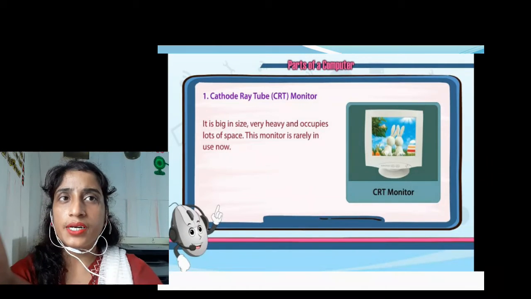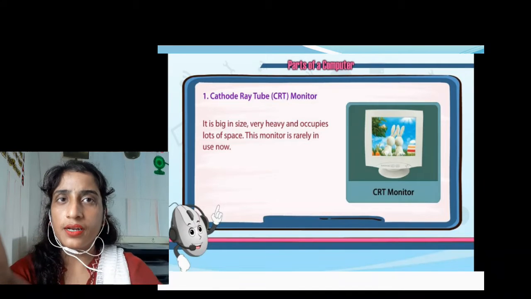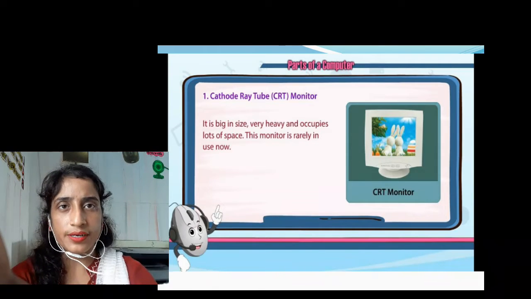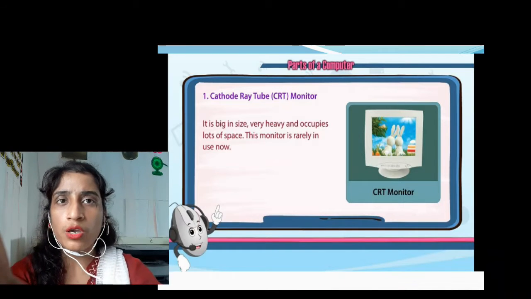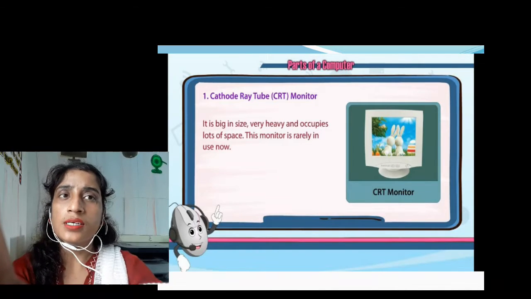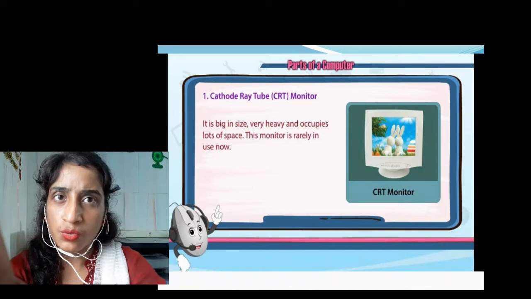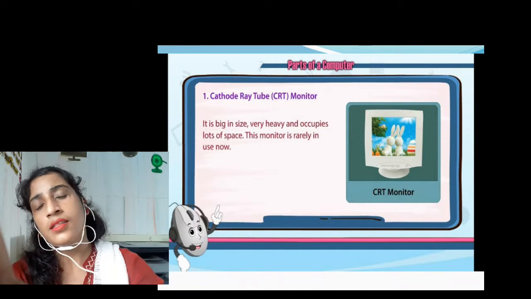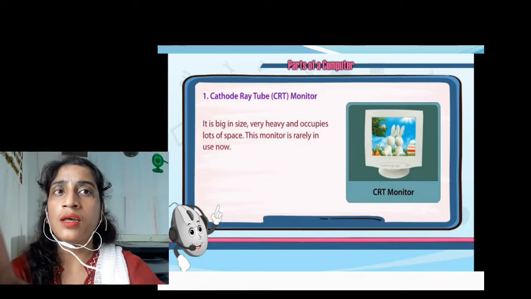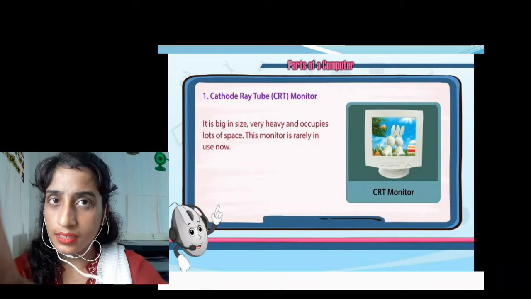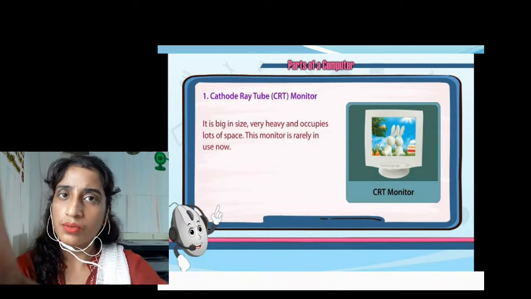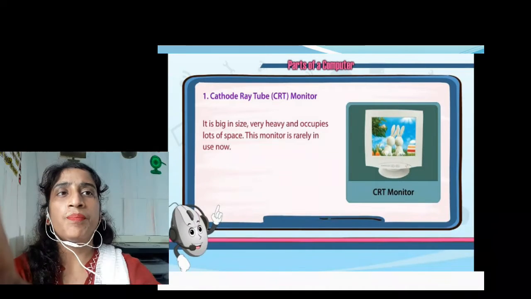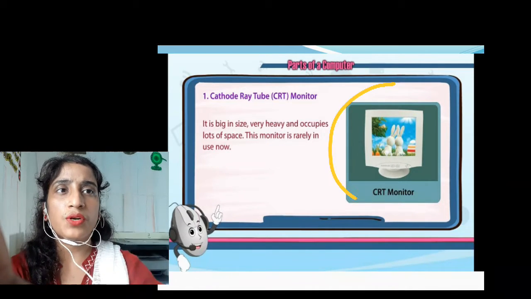The first type of monitor is the CRT monitor. The full form of CRT is cathode ray tube monitor. It is big in size, very heavy and occupies lots of space. This monitor is rarely in use now. In the earlier TVs, you can see these types of monitors, but nowadays we do not use CRT monitors. Okay, students, this is the picture of a CRT monitor.